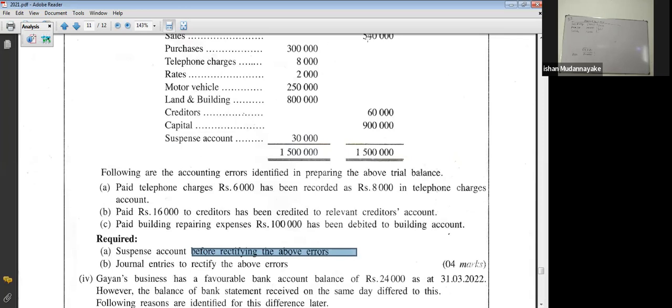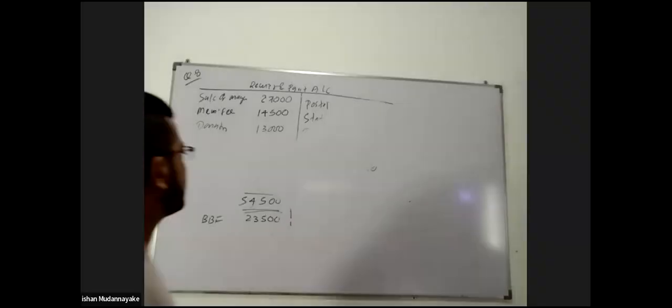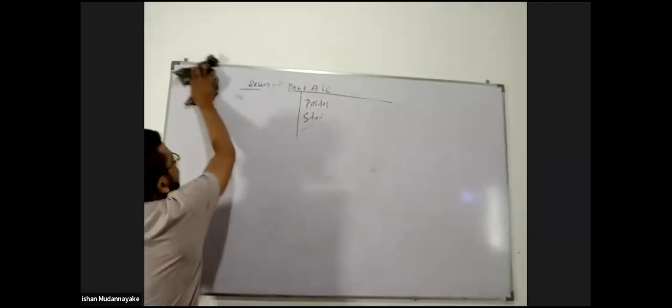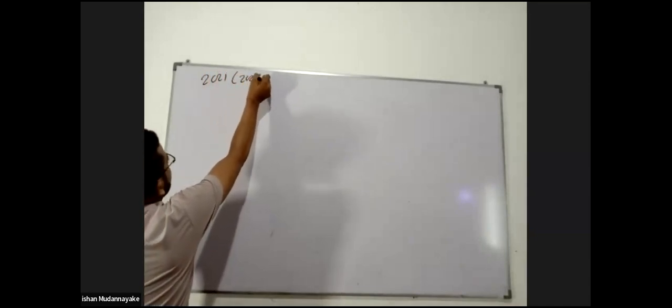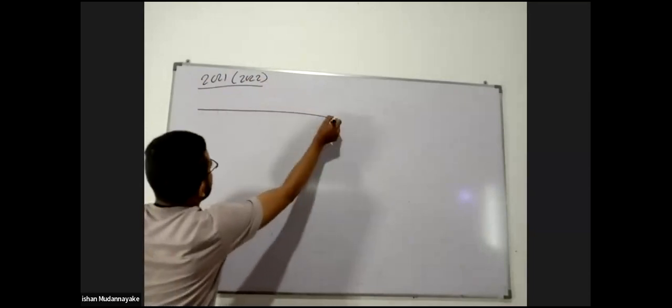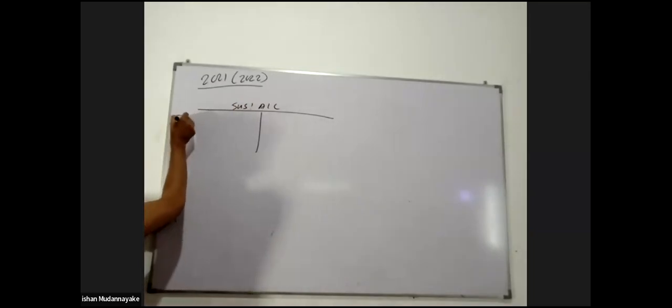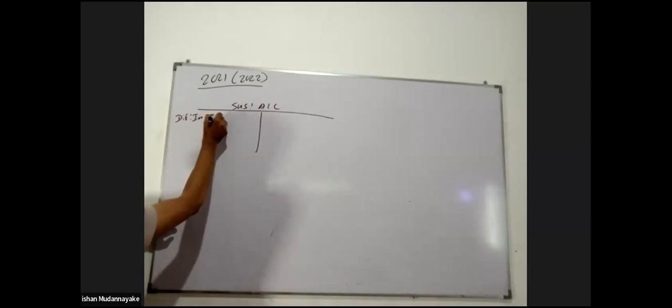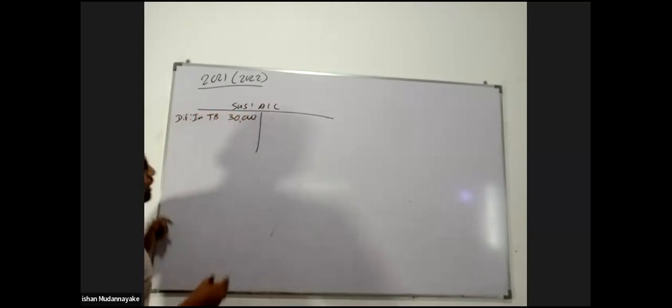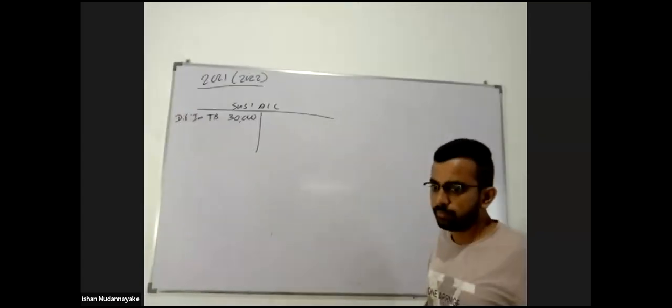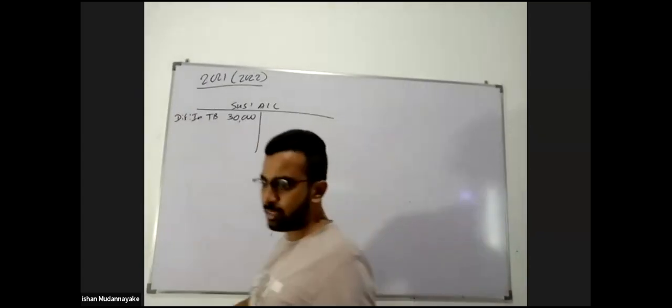The suspense account opening balance is 30,000. The suspense account balance is the difference in the trial balance. The difference in the trial balance is 30,000. The examiner has provided you the difference.